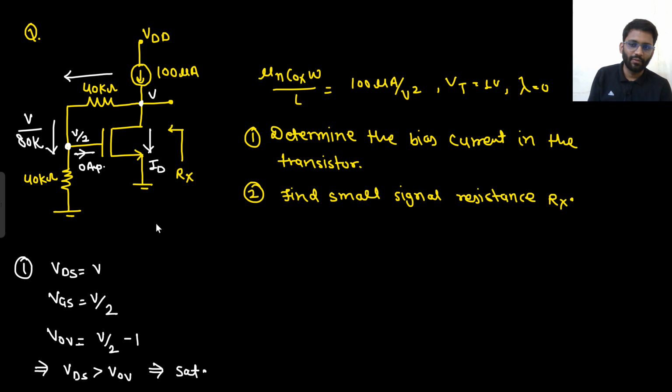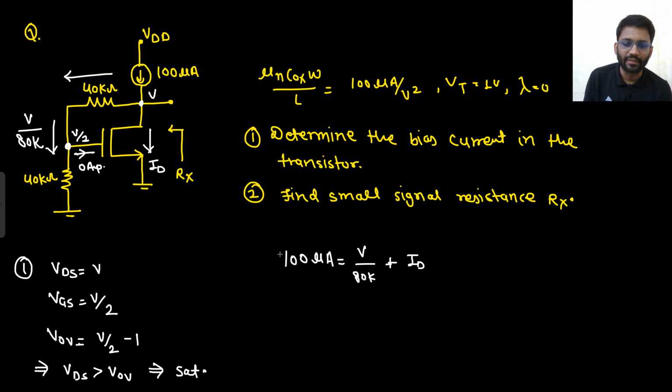V by 80K current is flowing. What is the value of ID now? What is the value of ID? So basically, the 100 microampere is equal to V by 80K plus ID.